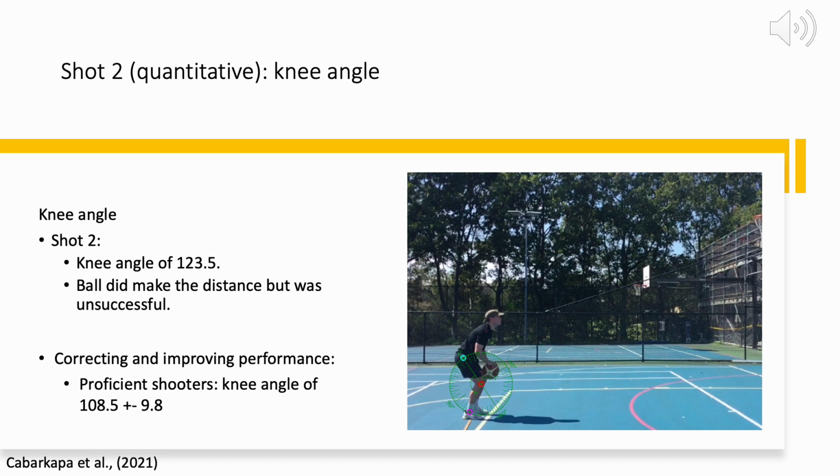Within the preparation phase, shot 2 had a knee angle of 123.5 degrees, which is lower than shot 1. This caused the ball to make the distance. Due to the knee angle of the shooter still being higher than the desired number, the ball travels with too much force to the rim and bounces off it.